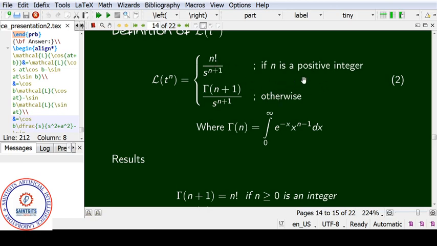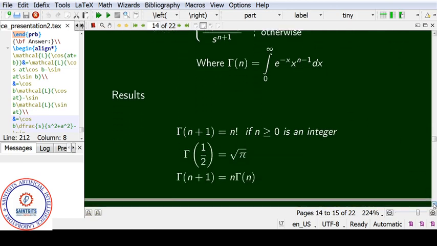And if it is not a positive integer, that means a fraction or some negative numbers, anything other than a positive number, in that case this n factorial will become gamma of n plus 1. Actually gamma of n plus 1 is a generalization of n factorial. Now we define what is gamma of n. Gamma of n is a special function defined as integral 0 to infinity e to the power minus x into x to the power n minus 1 dx.